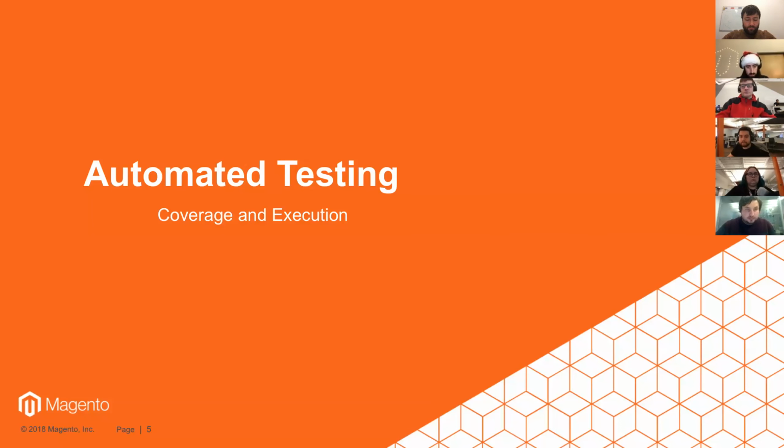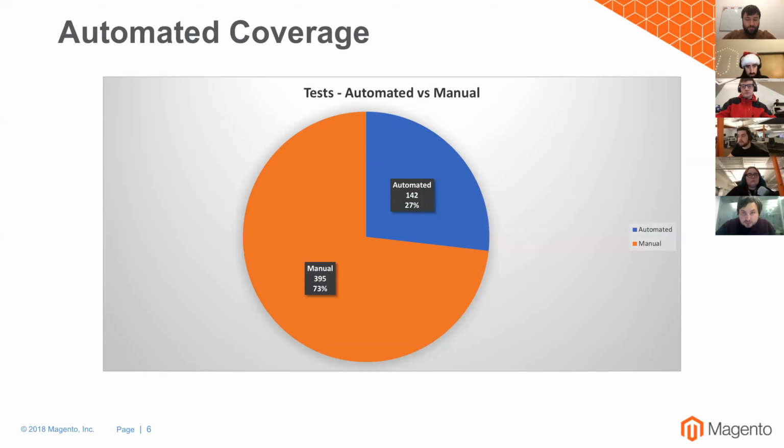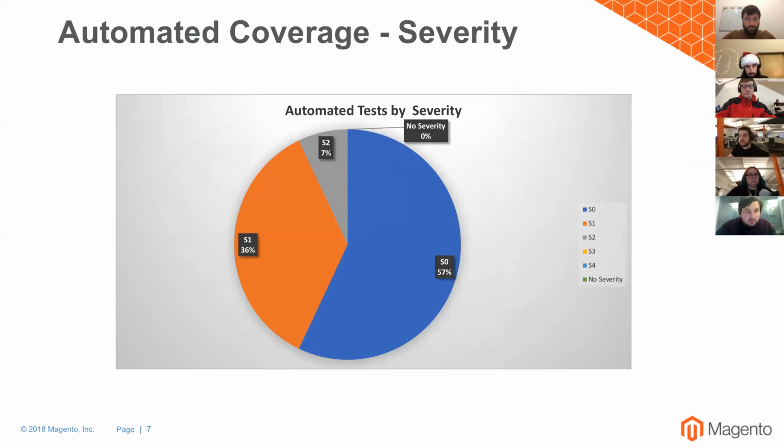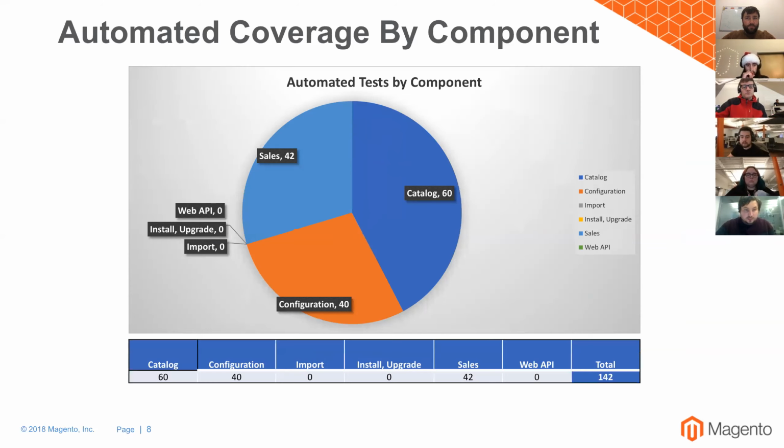Automated testing: currently we have 142 automated against the 395 in manual. Breakdown by severity, it's S1 and S0 primarily. There are S0s that still need automating, so we want to bring that S0 number up, and the next PR for credit memo includes S0s. That'll bring that slice of the pie up again. And by component, there's no change here from last week either. Unfortunately, there are 2 PRs in right now, but those haven't gone through, so we weren't able to bump up the number for this report, though in early January we'll see that come up.